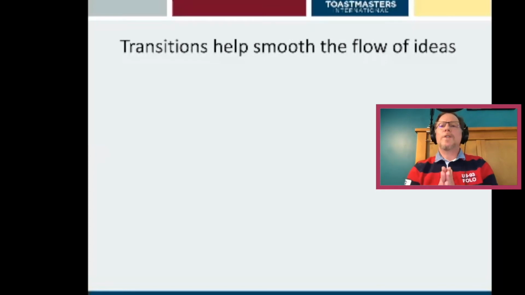So far we've talked about the elements of the speech. We've talked a little bit about the structure, and that helps your audience follow along. A key point in your speech is when you move from one topic to another. That's a great place, if you're not careful, for you to lose your audience. So transitions are how we smooth the flow of ideas from one element of our speech to the next. This helps keep the audience engaged, and it really prevents them from falling off along the way.